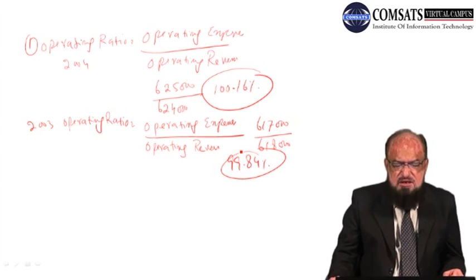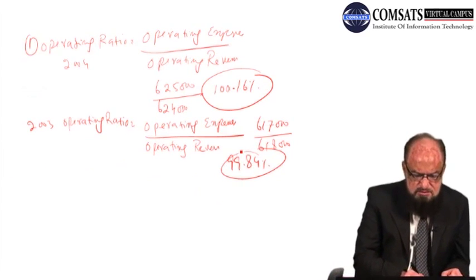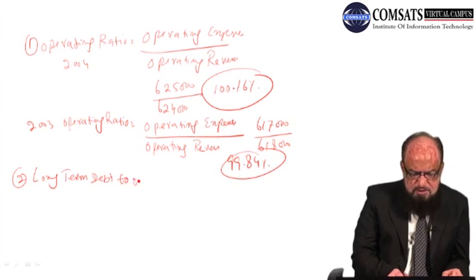Now we will calculate another ratio, that is long-term debt to operating property.